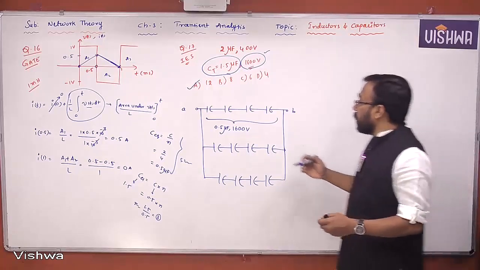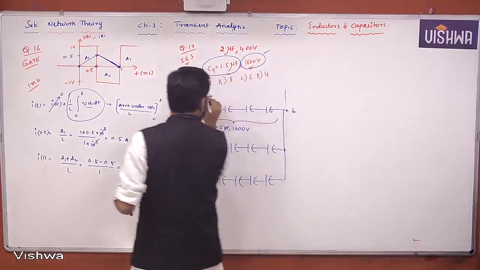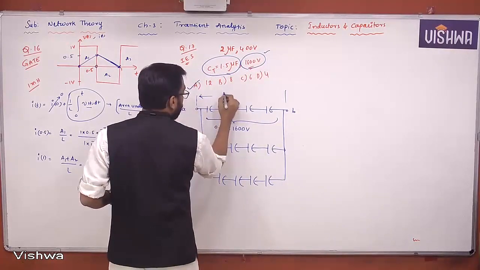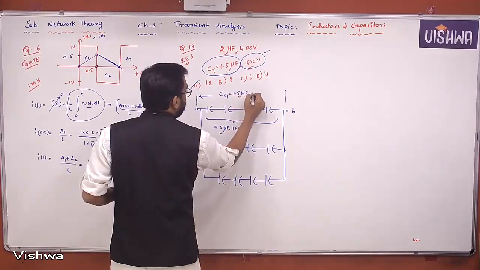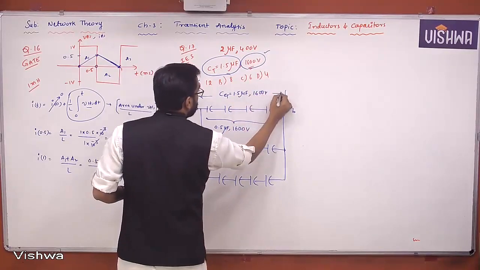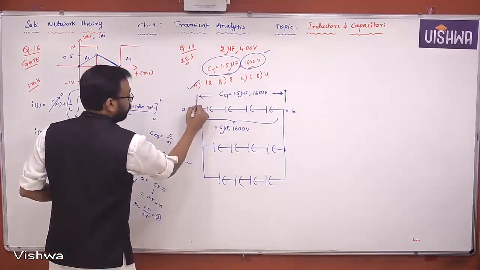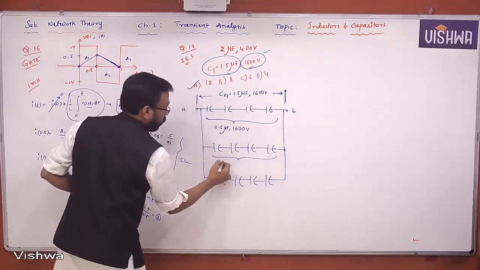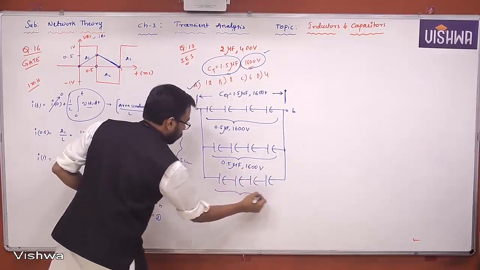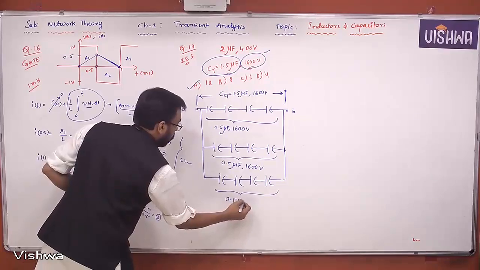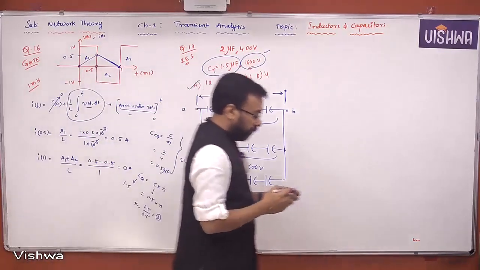So now you got the effective capacitance. How much? When you take the effective capacitance, you get C equivalent as 1.5 microfarad, 1600 volt. That's it. This you take now between these two, but each one is 0.5 microfarad, 1600 volt. So you're adding these and getting that value.